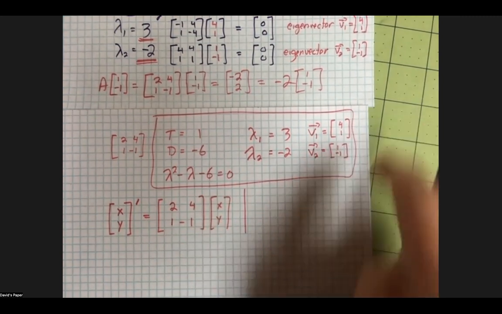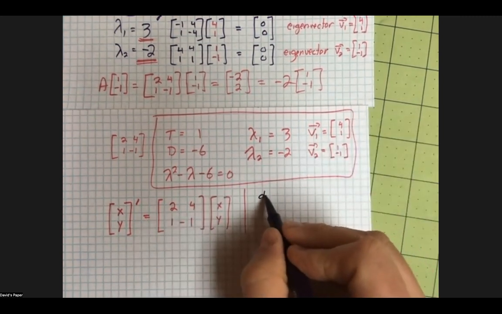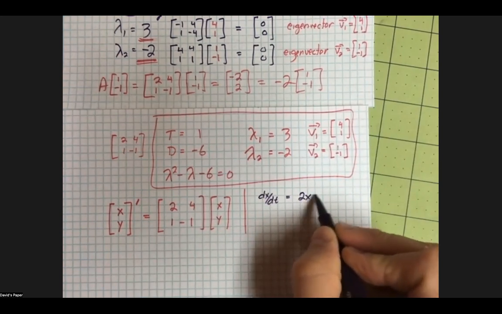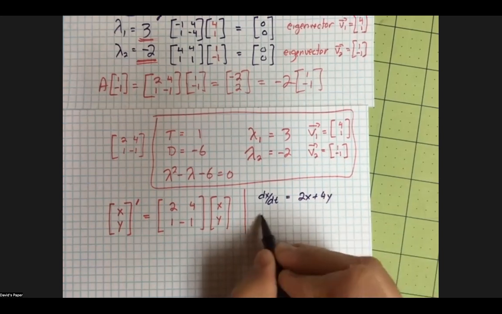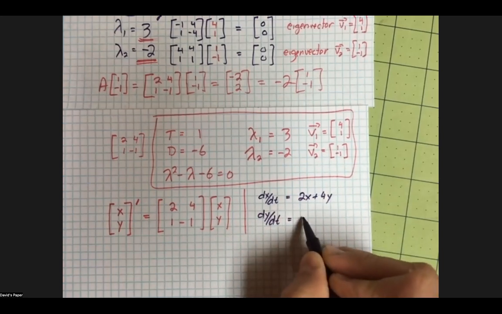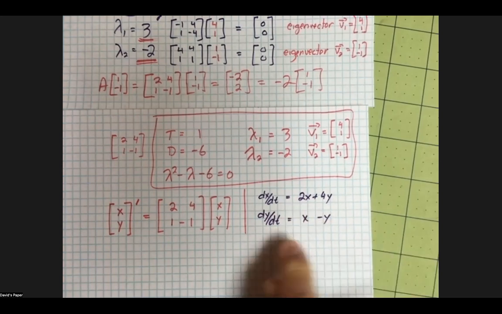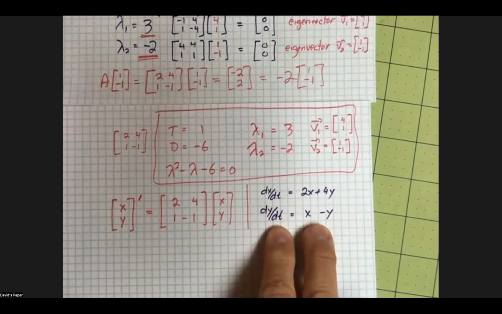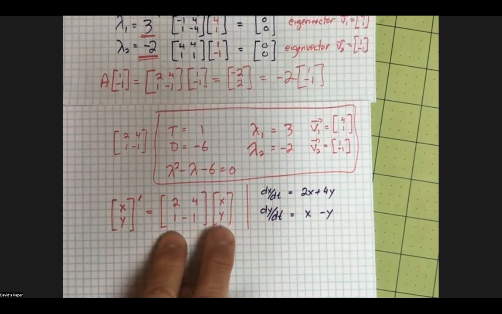Or, in the old style, dx/dt is 2x plus 4y and dy/dt is x minus y. This is my linear system. Well, now I will tell you two independent solutions to the system on which I can base all other solutions.